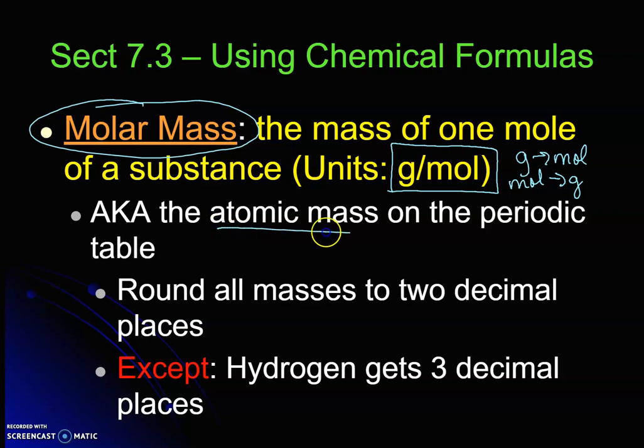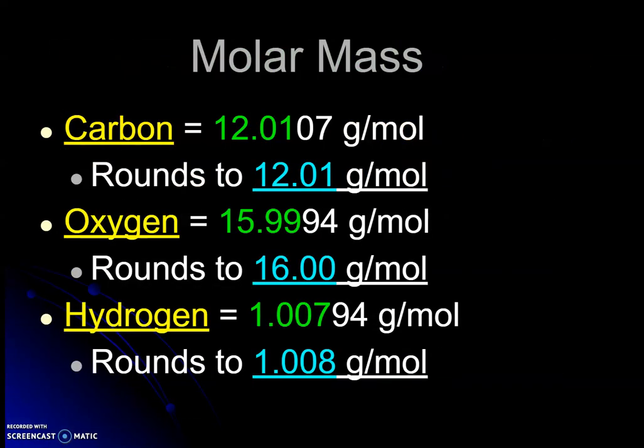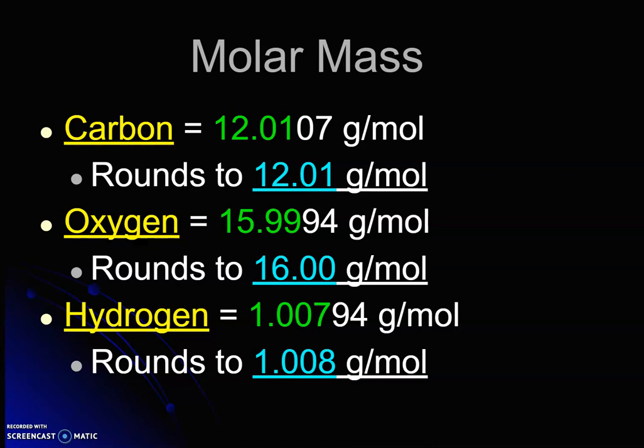So this molar mass is the atomic mass on the periodic table, and like we've already gone over, we round everything to 2 decimal places because our scales go out to the hundredths. Okay, so we need those 2 decimal places, except for hydrogen, he gets 3. All right, so this is something that you've already seen, but just want to go over it because we're going to need that heavily here.